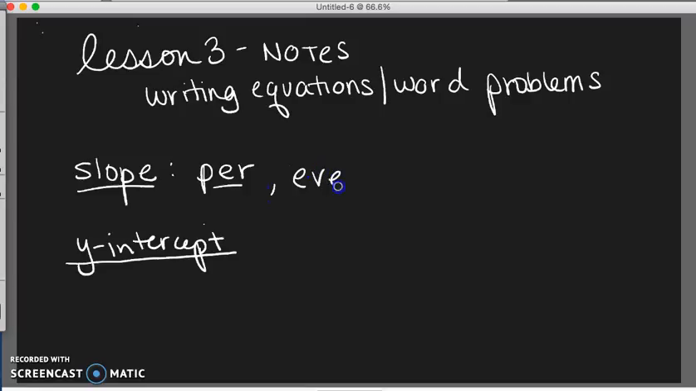Another word would be the word every, so every 3 months, anything like that. And another word would maybe be monthly. There are other words that you will be seeing that represent slope, but these are just some examples.